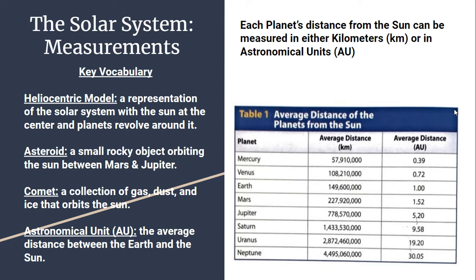All of those planets closer to the Sun than Earth have a distance of less than 1 AU. Mercury is about 4/10, Venus is about 3/4 of the distance to Earth, Mars is about 1.5 times. And as you get much further out, you see that Uranus and Neptune are about 20, 30 times as far away from the Sun as Earth is.